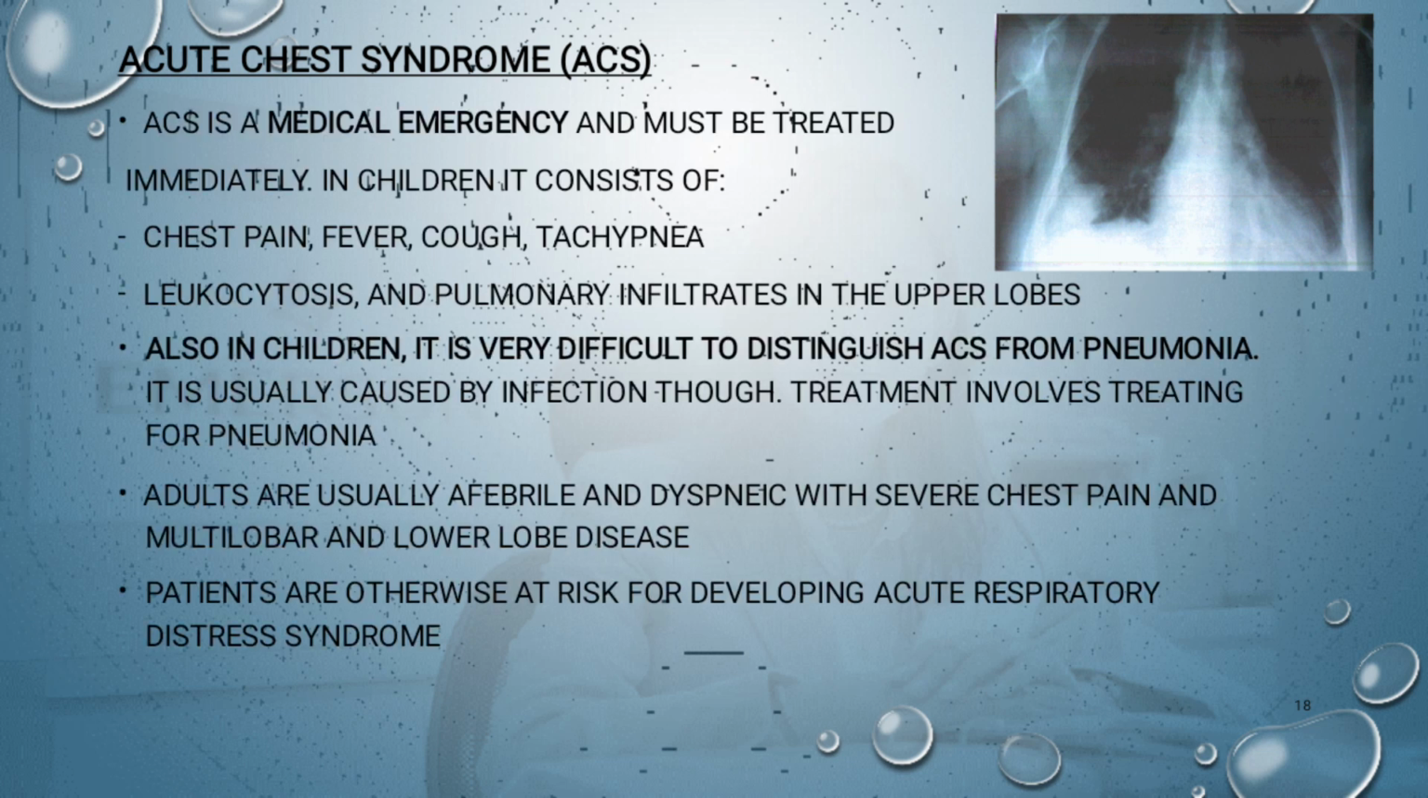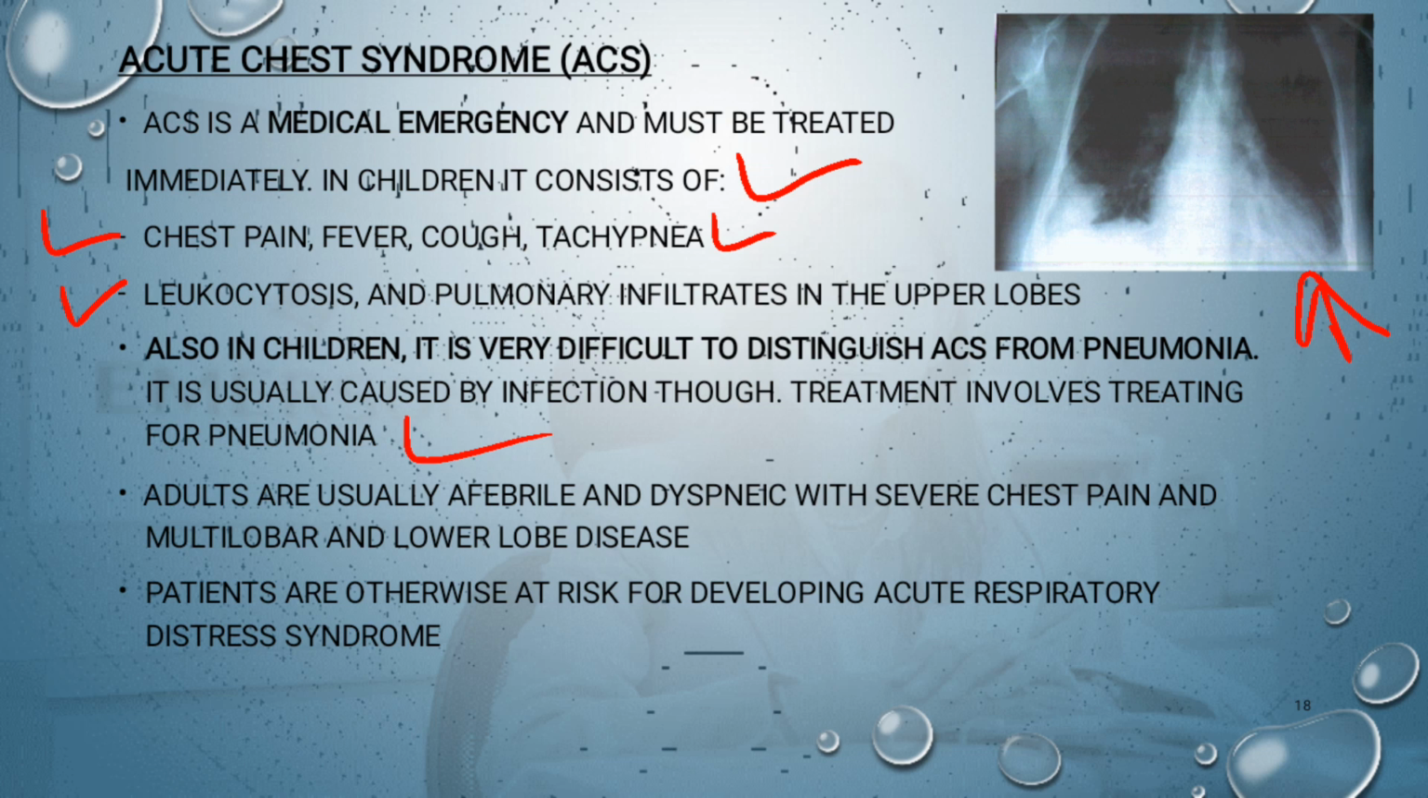So the acute chest syndrome is a medical emergency which must be treated immediately in children, and in children it consists of chest pains, fever, cough, and tachypnea. If you do an FBC, you'll see leukocytosis, and also there will be pulmonary infiltrates in the upper lobes on the chest X-ray. Also in children, it is very difficult to distinguish acute chest syndrome from pneumonia, and it is usually caused by infection. Though the treatment involves treating for pneumonia.